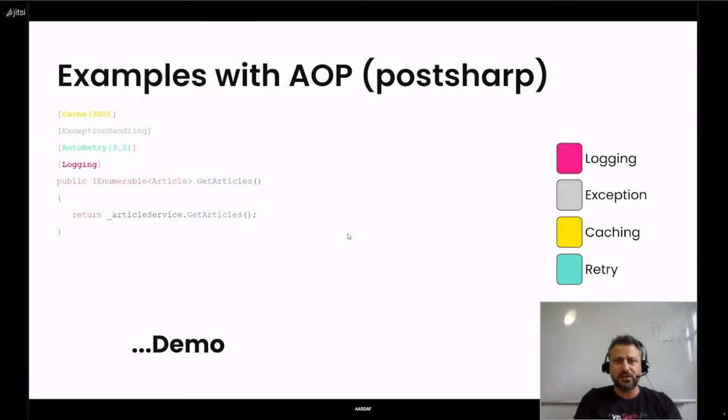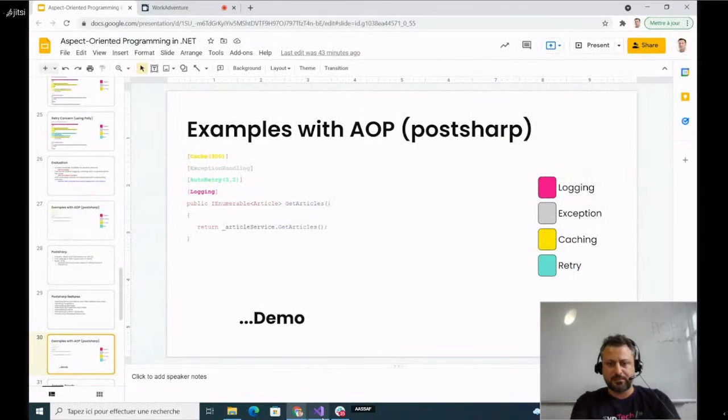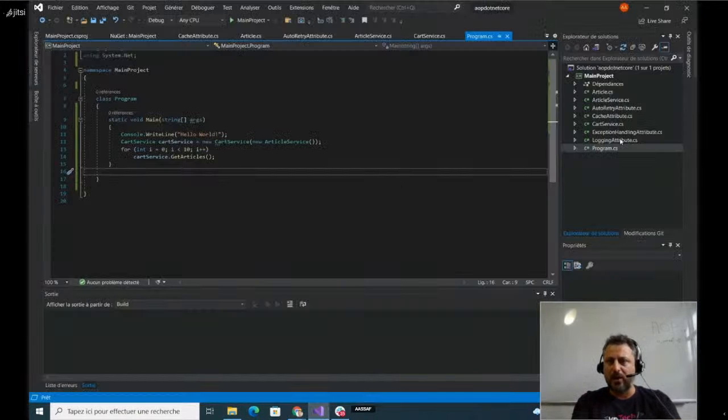So let me return to my example. In fact, it was important to present the features of PostSharp, but let us proceed by example. So here I have the logging aspect, the auto retry, and the exception handling, simply added on top of the method. So let me go to the code and show you how this is implemented.